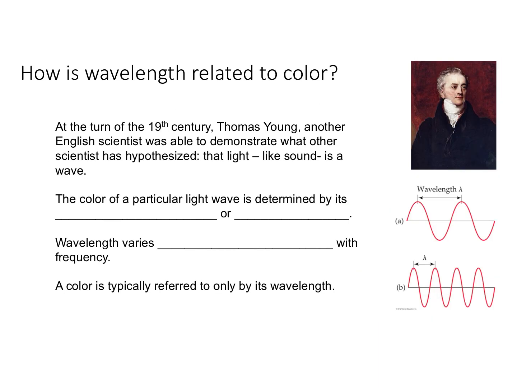Now, let's talk about wavelength and color. So how is wavelength related to color? At the turn of the 19th century, a fine fellow named Thomas Young, you can see his picture there, was another English scientist, and he was able to demonstrate what other scientists had hypothesized, that light, like sound, is a wave. Now, the color of a particular light wave is determined by its wavelength or frequency.